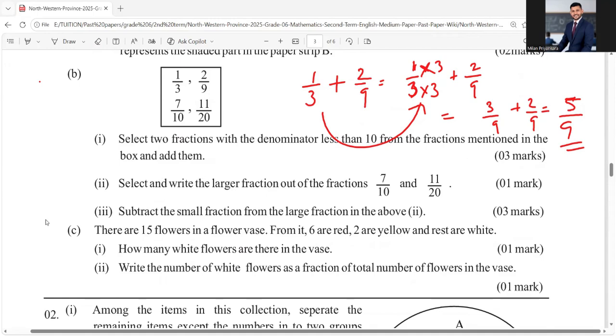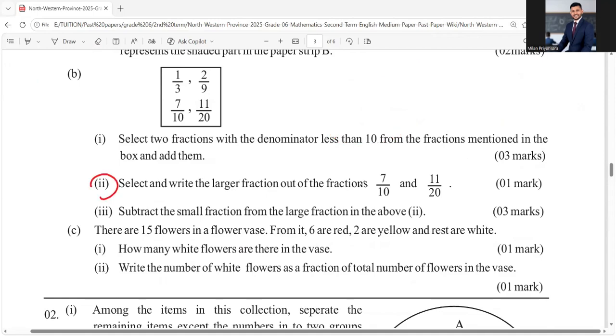Right. And then select and write down the larger fraction out of the fractions 7 over 10 and 11 over 20. Okay, here 7 over 10, we can make a common denominator. We multiply it by 2, and now you get 14 over 20. And 14 over 20 is greater than 11 over 20. Therefore, you write down the larger fraction. The larger fraction is 7 over 10. Right? Then subtract the small fraction from the large fraction.